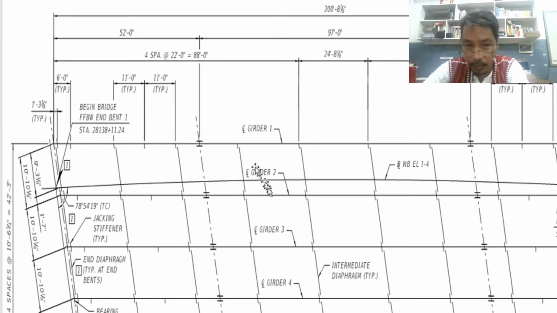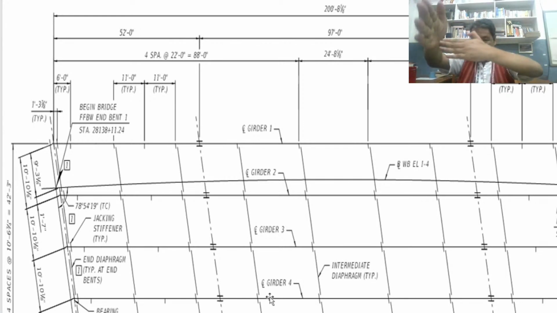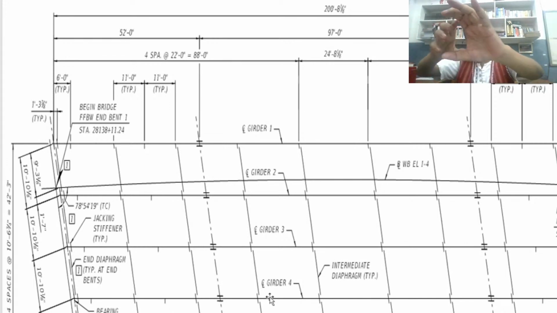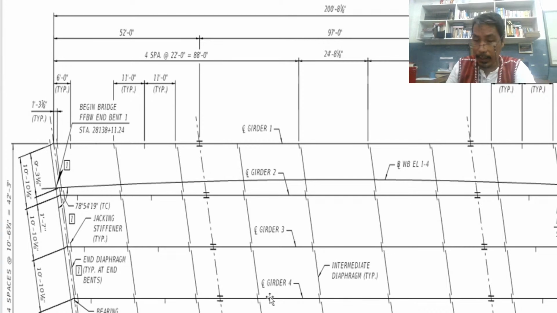And since those are the girders, we have the diaphragm, which is what? Perpendicular to the girder. So these are the girders, this is the diaphragm. The diaphragm supports the girder, because the girders may be very long. And if the girders are very long, there is a tendency to buckle. And if they buckle, what will happen?